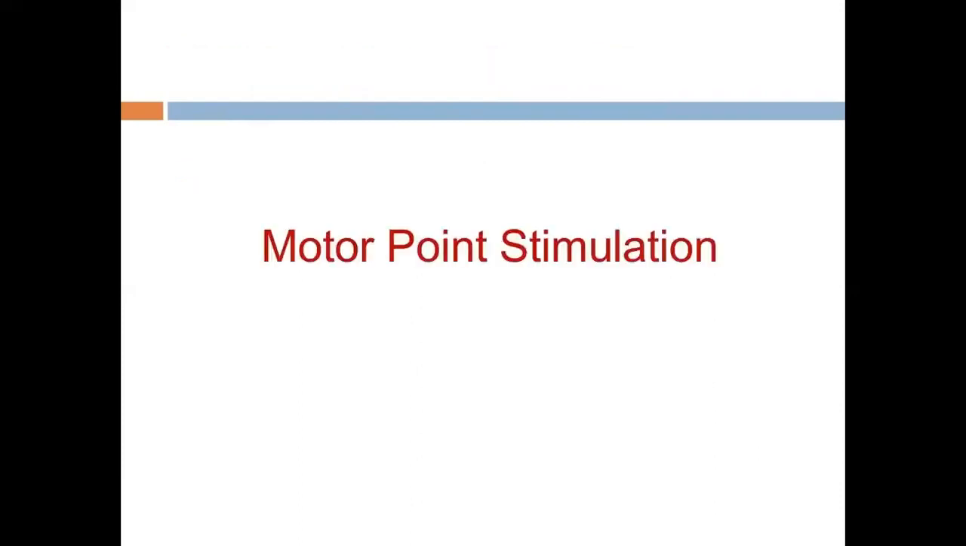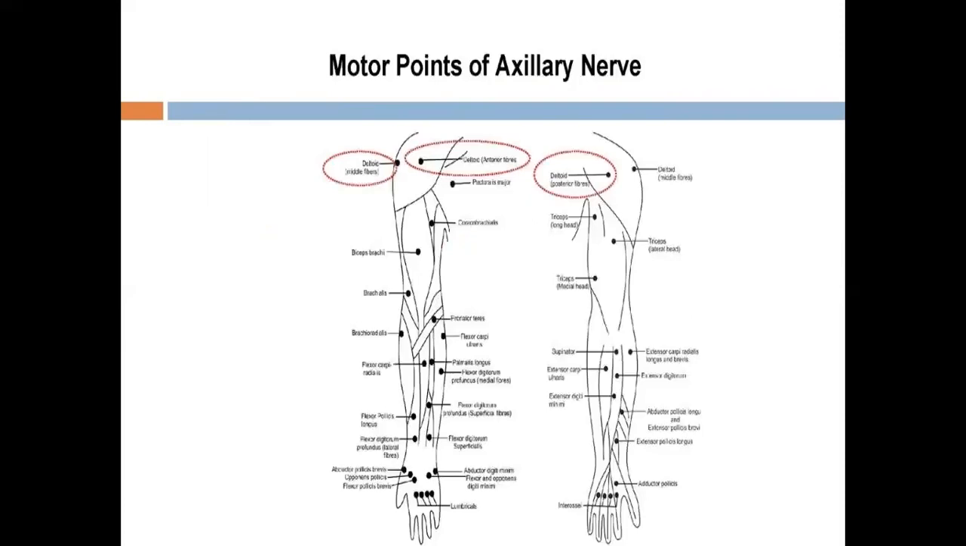Here are some motor point stimulation. As we can see, the motor point of the axillary nerve. Here we will see the deltoid anterior fibers. The deltoid middle fibers are at the middle belly of the deltoid. For the pectoralis major, it is at the upper chest region.